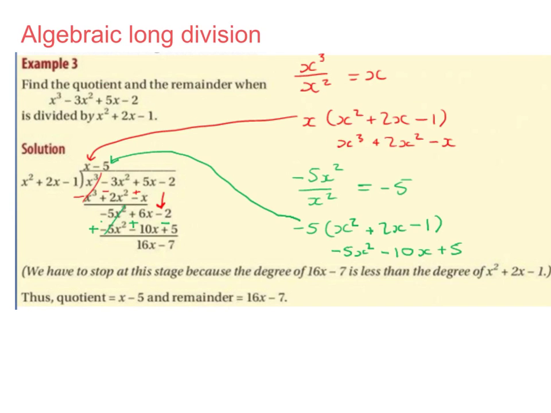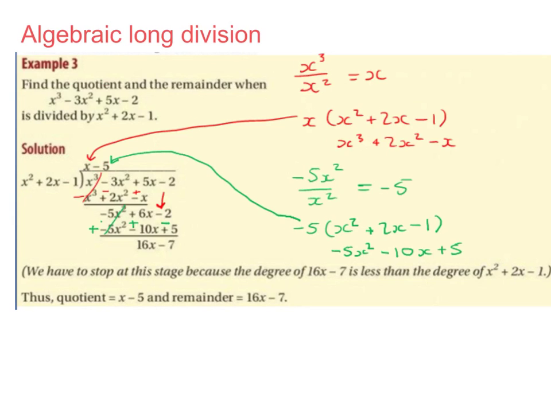So then we repeat this by dividing the highest power of x inside our bus stop, which in this case is going to be minus 5x squared, by the highest power of x outside our bus stop, which again is x squared. So minus 5x squared divided by x squared is minus 5. And that's going to be the second part of our answer. So minus 5. And then we're going to multiply that minus 5 by what's outside the bus stop. So it's going to be minus 5 by x squared plus 2x minus 1.